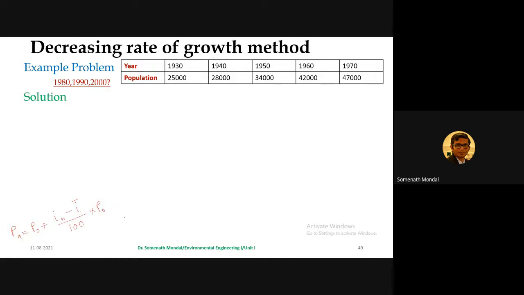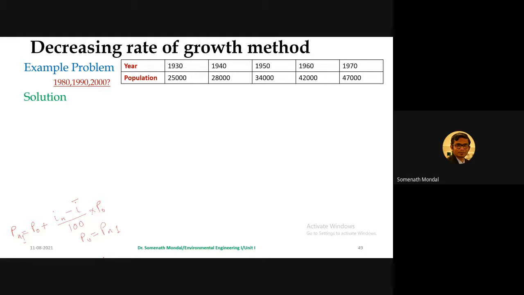When we calculate the second one, in this case we'll be calculating 1980s. Now once we calculate the next one for the next decade, the value which we obtained in Pn1 is used, so in that case P0 is equal to Pn1. Fine, that you have to keep in your mind.